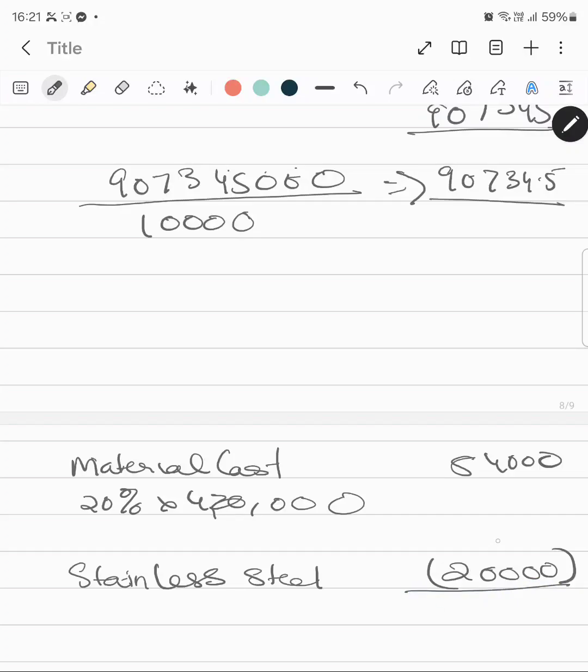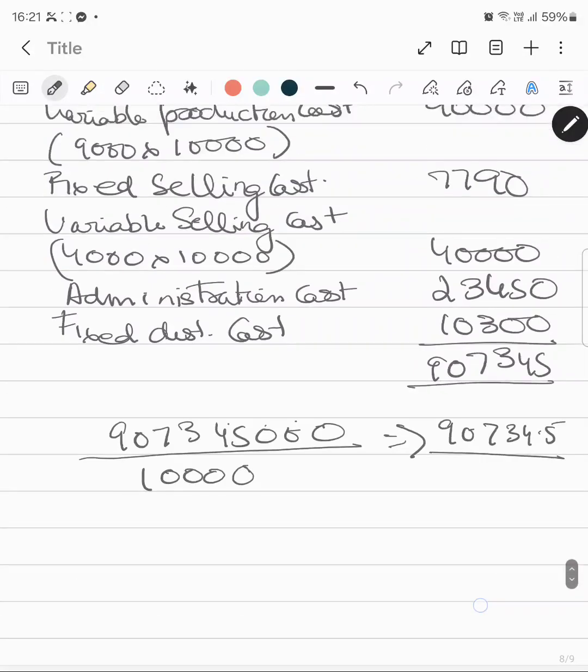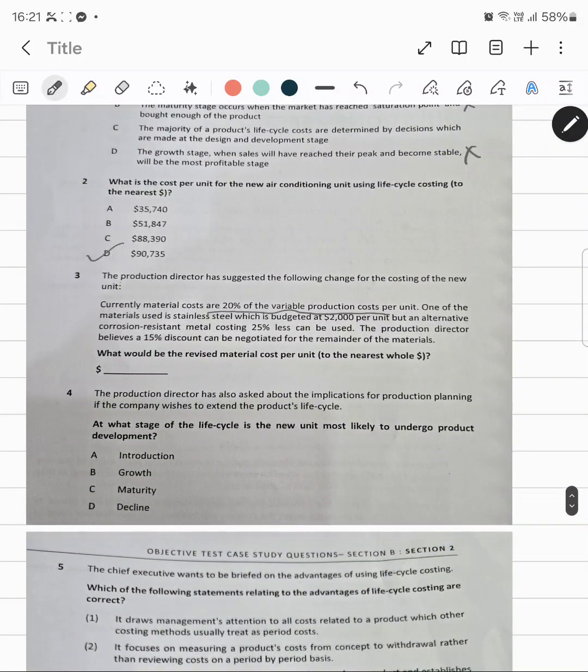I will have to reduce this. Why am I reducing this? I'll explain. It is saying that one of the materials used is stainless steel. So out of the entire material cost, there is a cost of stainless steel being used.